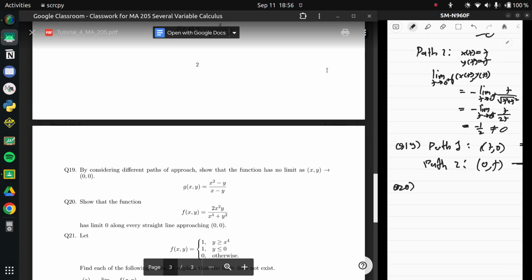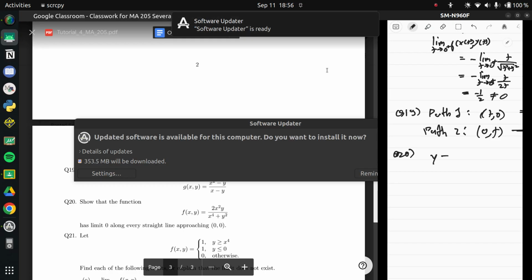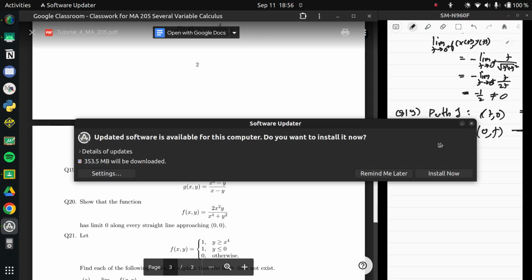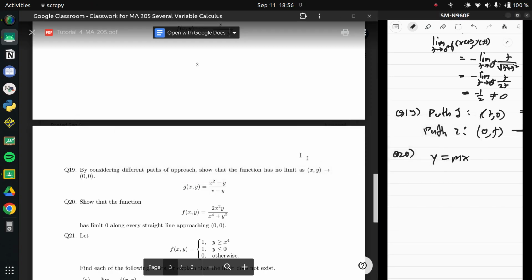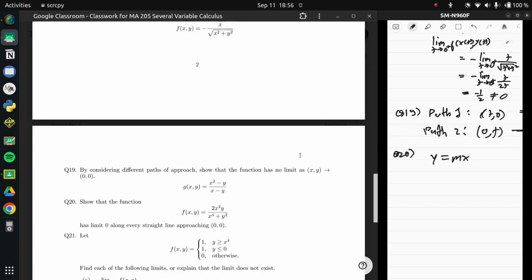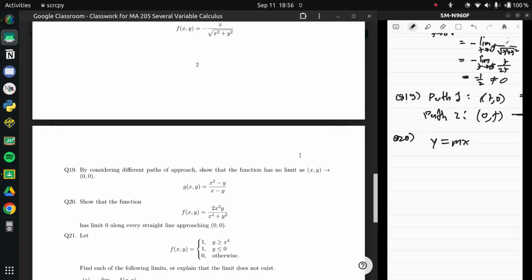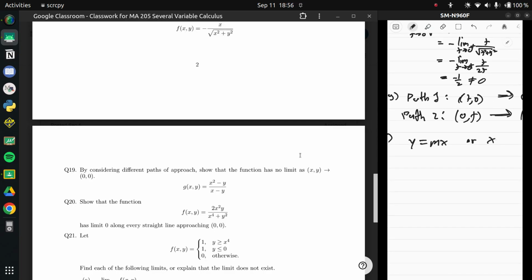Question 20. Show that this function has limit 0 along every straight line approaching 0, 0. Along every straight line. It didn't say along every path, that's a different thing. So we just consider y equal to mx because that's the only sort of line that is actually going to be approaching 0, 0. If there's a plus c, this is messed up. So since y equal to mx, we'll substitute that in there. So y equal to mx or x equal to my. These are the two sorts of lines which you could be having.